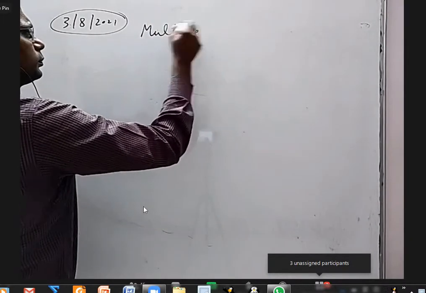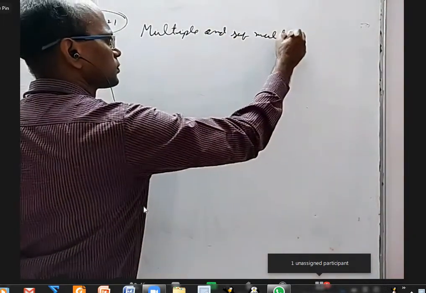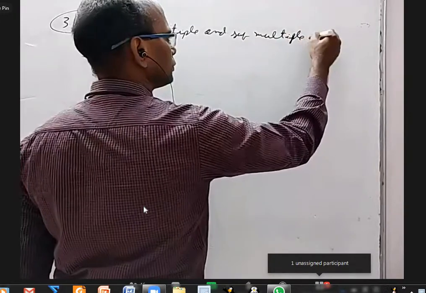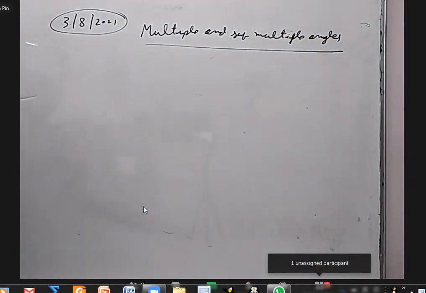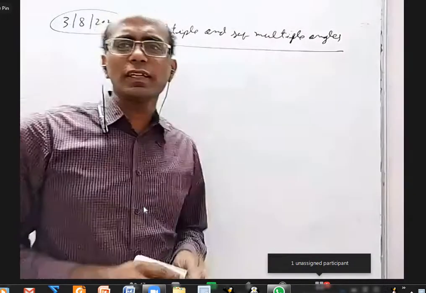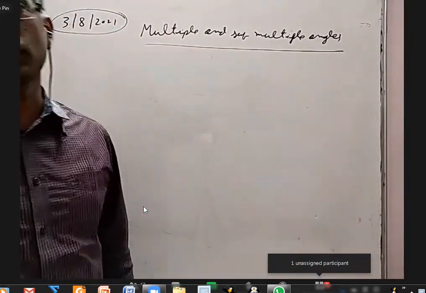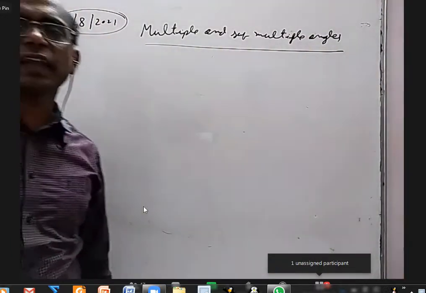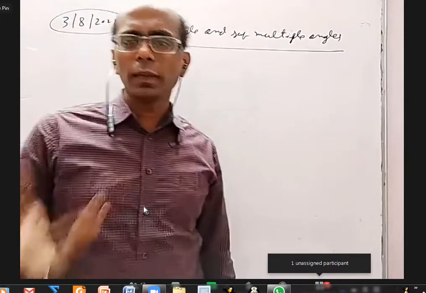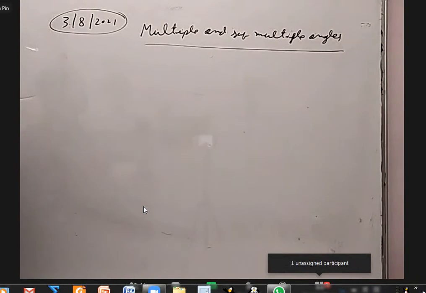Multiple and submultiple angles. So basically, what is this? Multiple means if you take angle A, multiply 2 or multiply 3 or multiply 5, 2A, 3A, 5A, 3 theta, 10 theta, they are called multiple angles. Submultiple angles means it is like division or multiplying the fraction, rational number, A by 2, A by 3, A by 5, A by 7, like that. These are called submultiple angles.